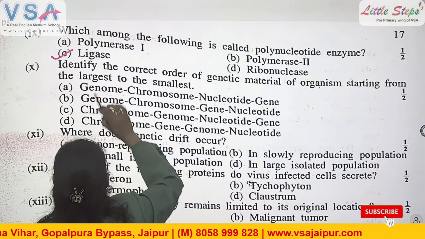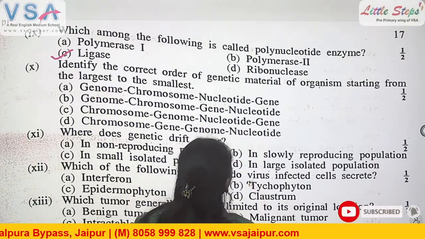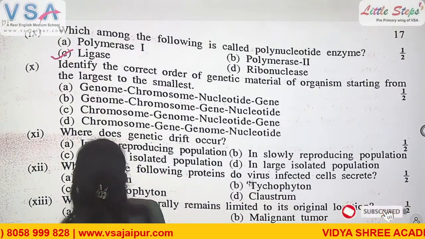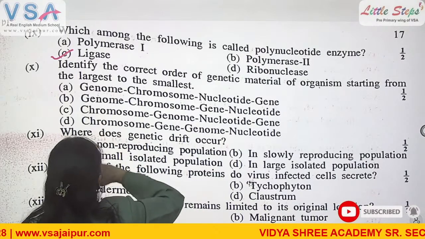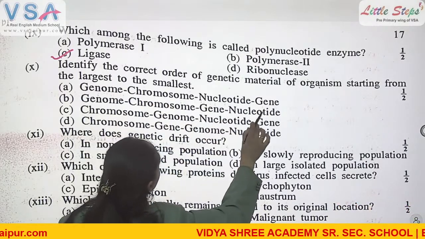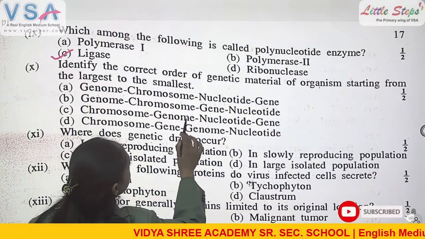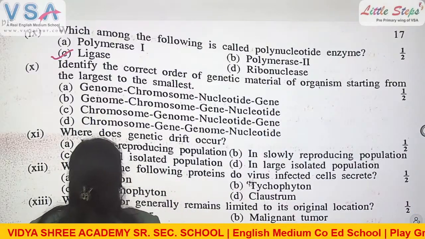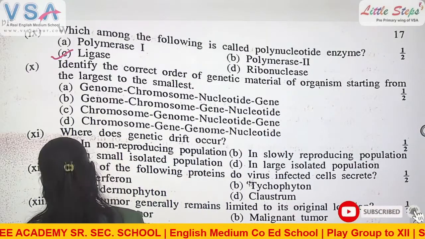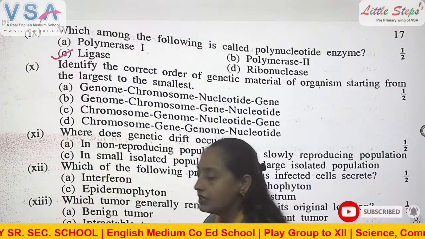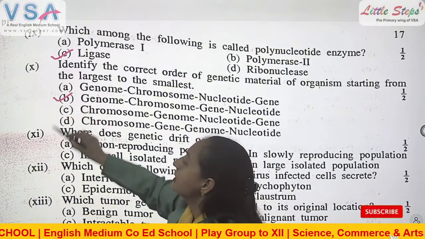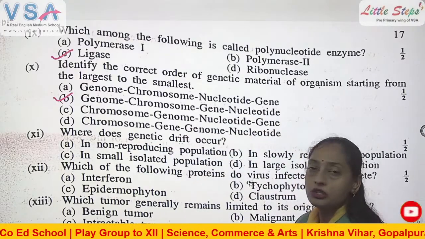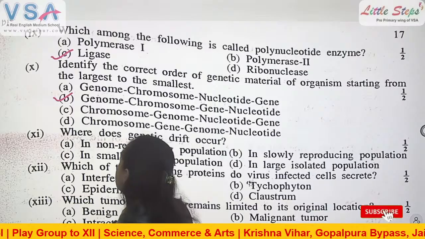Now next, identify the correct order of genetic material of organism starting from the largest to the smallest. Option A, genome, chromosome, nucleotide, gene. Genome, chromosome, gene, nucleotide. Chromosome, genome, nucleotide, gene or chromosome, gene, genome, nucleotide. So what is the right answer? Option B. Genome, chromosome, gene, nucleotide. This is the right answer.